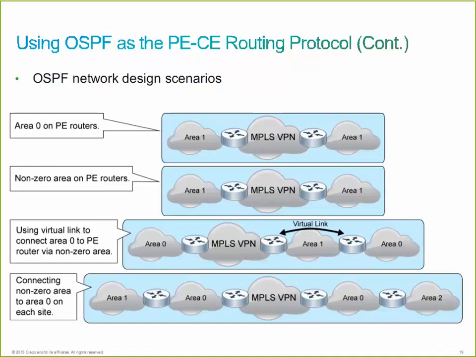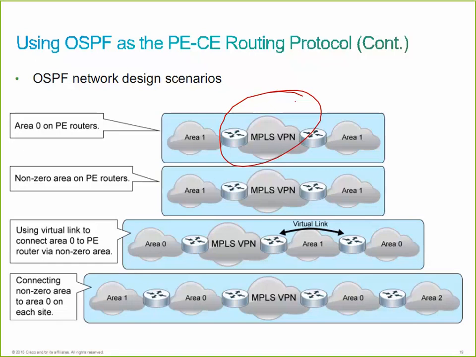All right, so what you're looking at in the diagram is the different deployment scenarios. Area 0 is on the PE routers, and then we're connecting area 1 using that MPLS VPN backbone. That's the first scenario. In the second scenario, we have a non-zero area on the PE routers. In this case, it would be area 1, so we don't really have an area 0 at all, which is perfectly fine as long as you're not running any other areas.